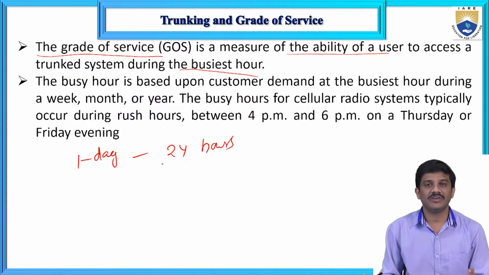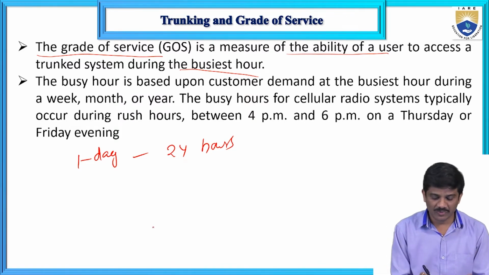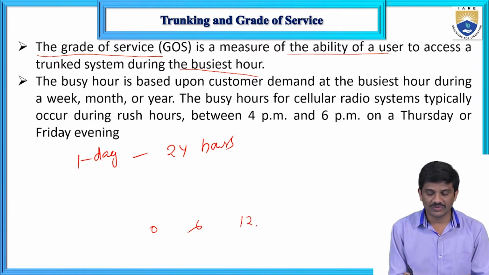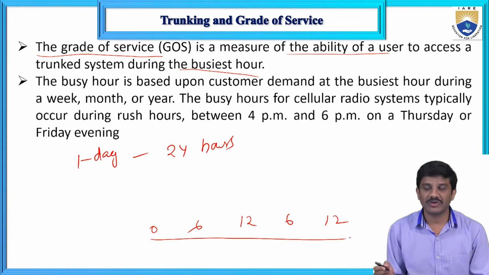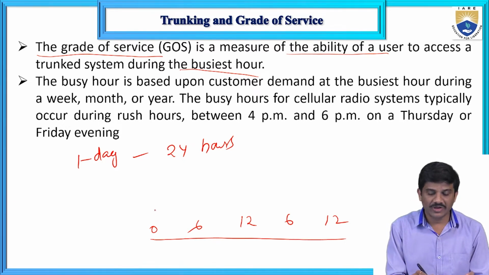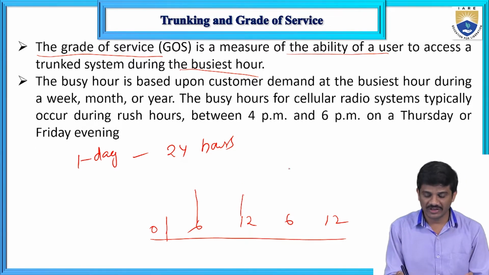Okay, in one day we have 24 hours: from 0 to 6 is morning, 6 is again afternoon 12, evening 6, and night 12. This is one day's busiest time. We can see, for example, in the morning session we have less traffic. Again it starts with high traffic, in the medium, in the afternoon also less, and the evening high. Like that we have the graph.